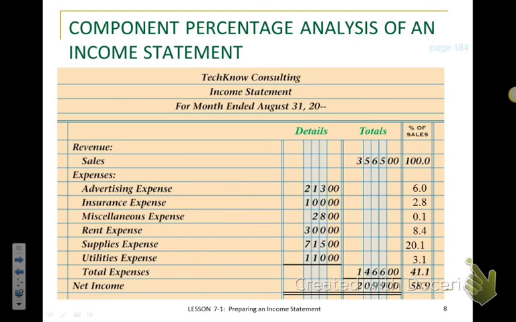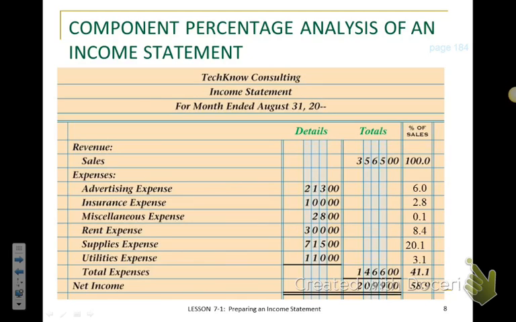So in this particular business, Techno Consulting, what's our most significant expense? Supplies. Our supplies expense. So if we are looking at Techno Consulting, do we know whether this is a good percentage or not? No, all we know is it's our most significant expense. So obviously we want to try to keep our expenses as low as possible. So what we would do is compare this to their supplies expense for the same period of time in previous years, and see if it's going up as a component percentage or down, okay?